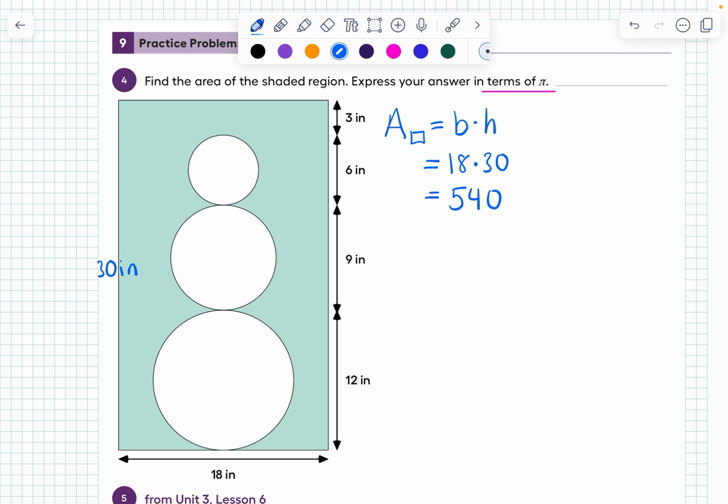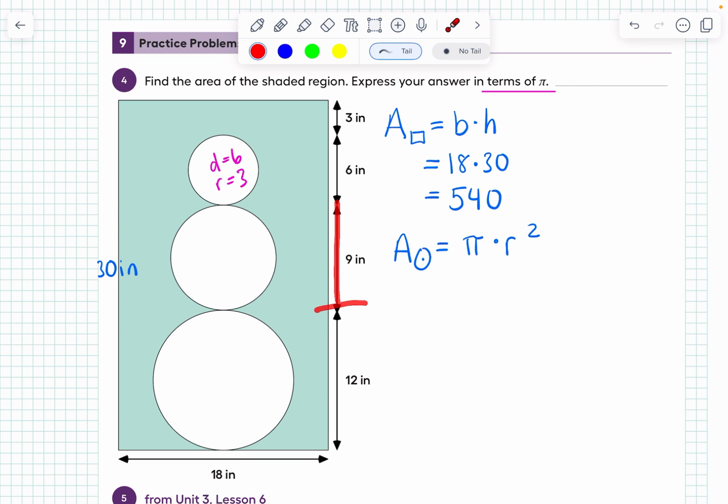Now I know that I have to run the area of a circle formula 3 times. So I'm going to have pi times r squared, and to run the formula, you need to know what r is. Based off this, if this is 6, do you agree that the diameter of this circle would be 6? If the diameter of that circle is 6, then r would be half of that, which would be 3.